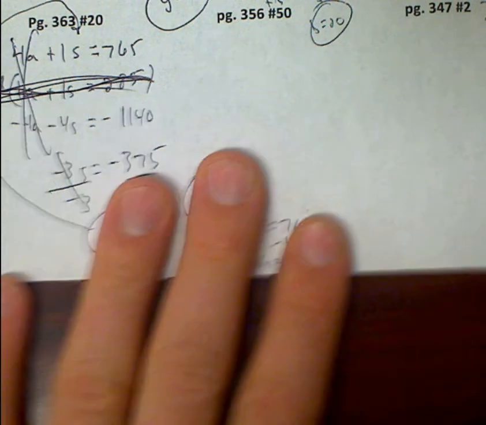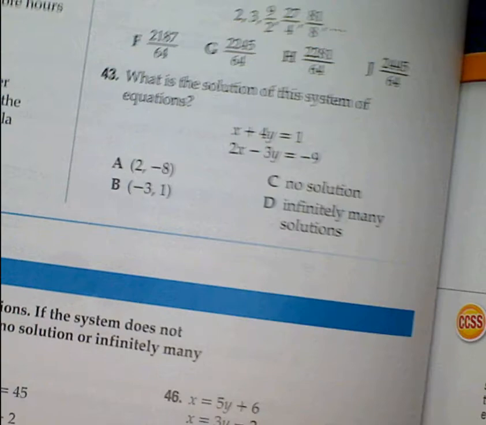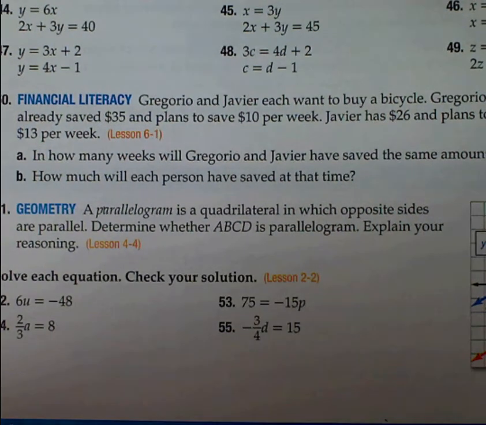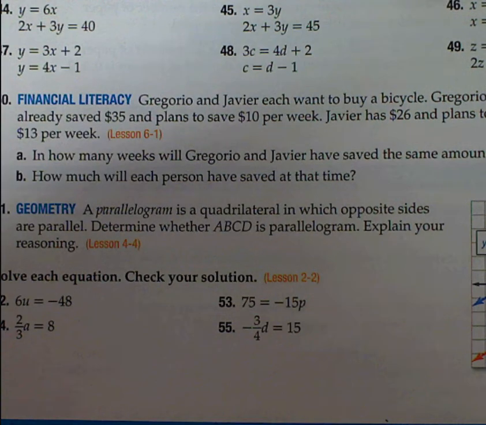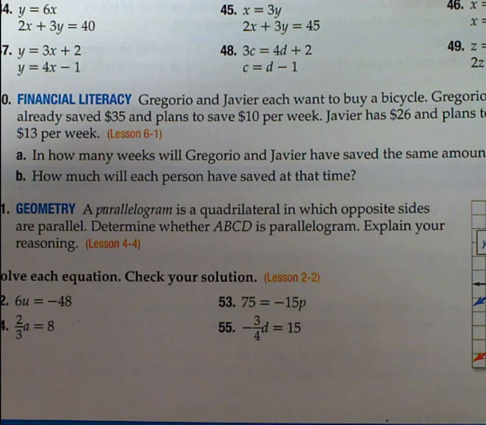Two more problems. Page 356, number 50. Okay? So Gregorio and Javier each want to buy a bicycle. Gregorio has already saved $35 and plans to save $10 per week. Javier has $26 and plans to save $13 per week. In how many weeks will they have the same amount of money? Once again, we have a systems of equations.